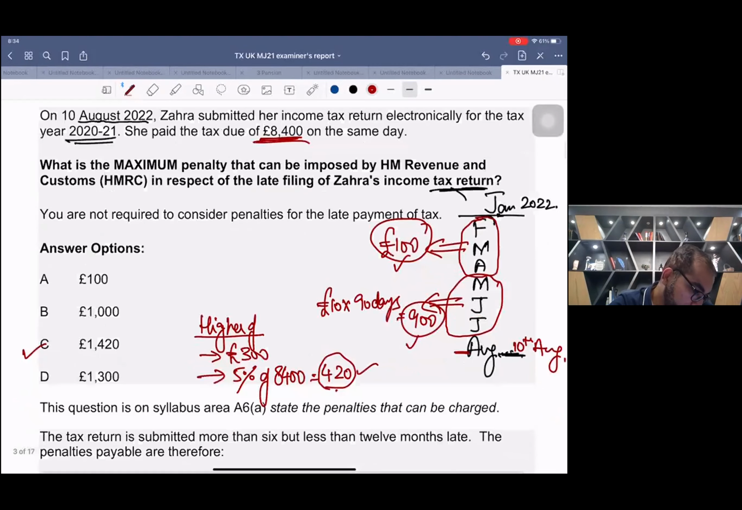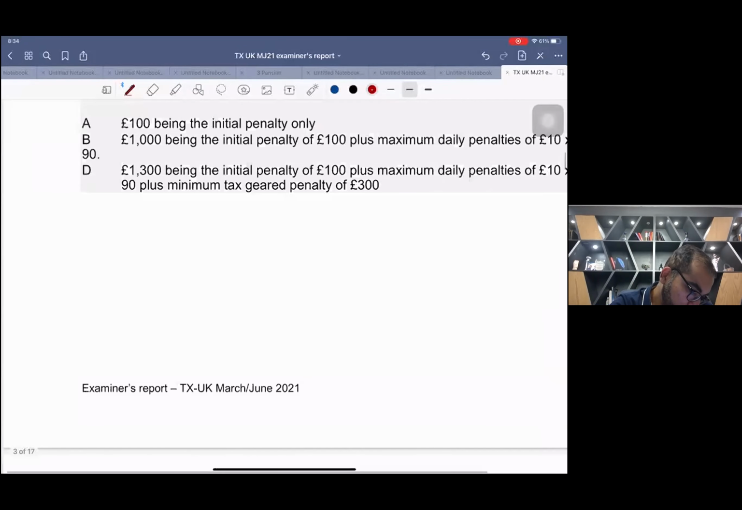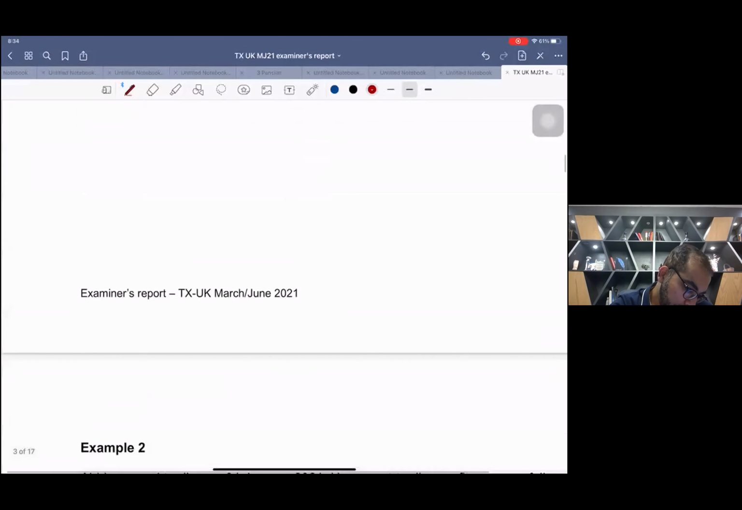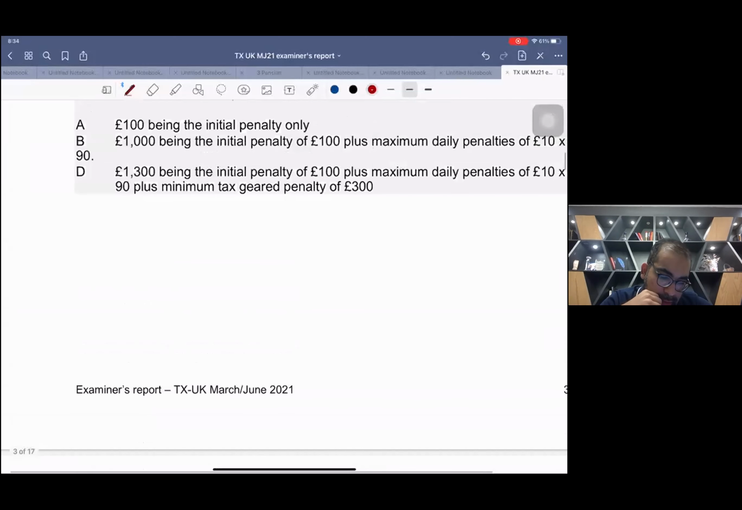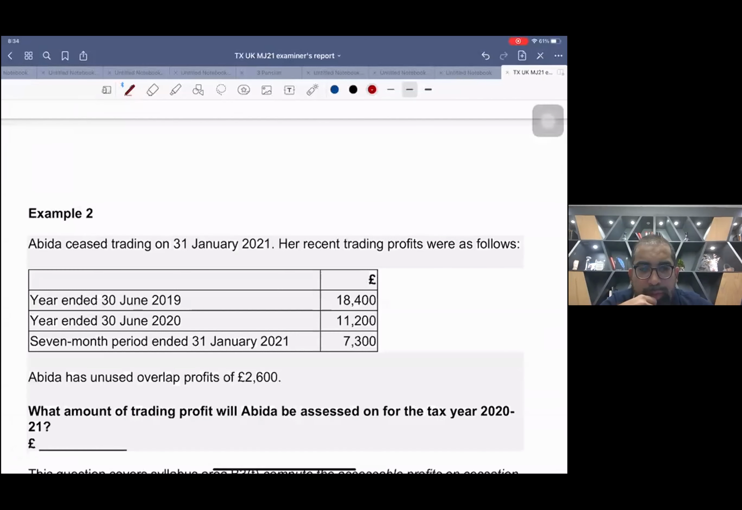Next one. Okay, the super easy question, super easy scoring question. Come on, do it. This is about closing year rules, giving you a hint.